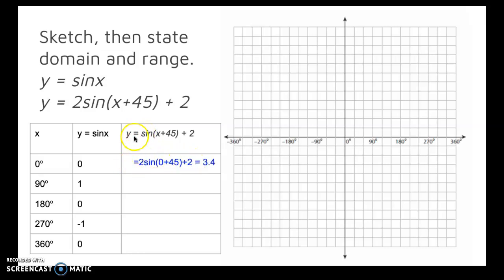Oh, I have it here. Okay. So just remember, this should say 2 sine x plus 45 plus 2.